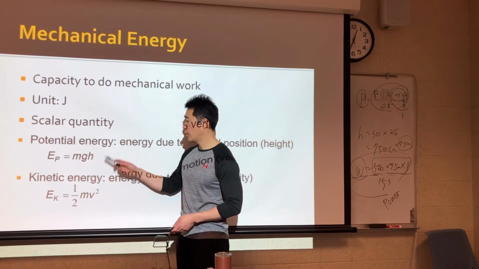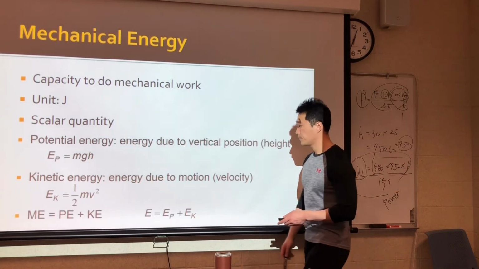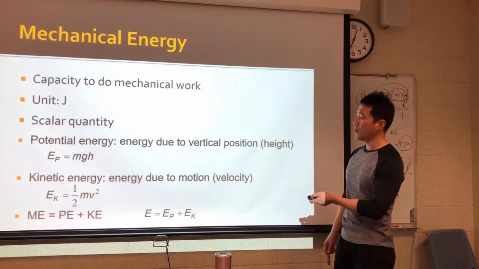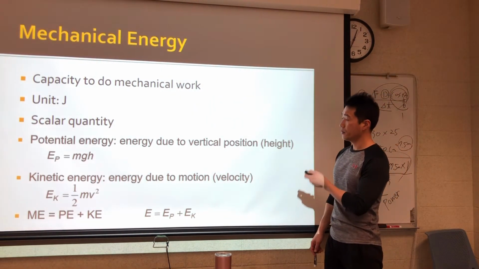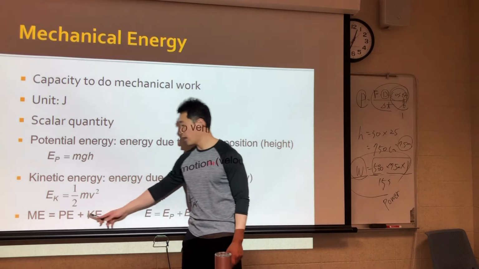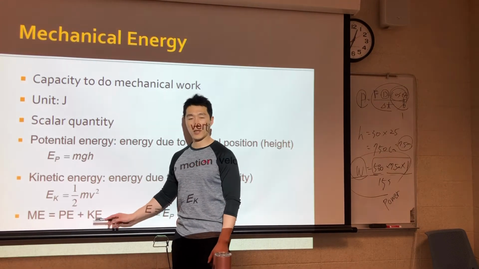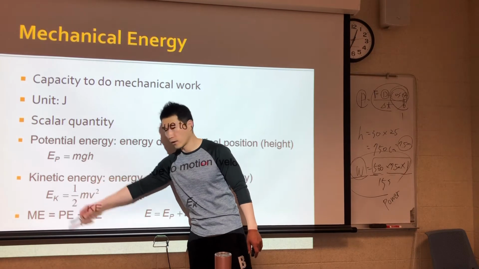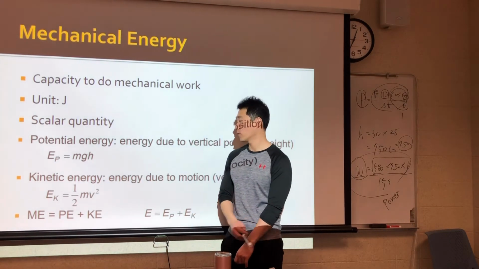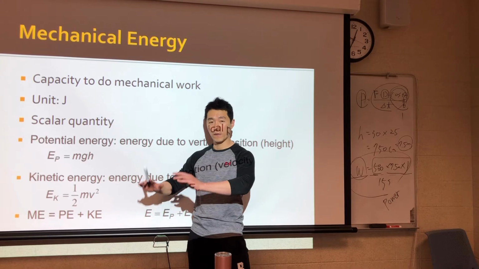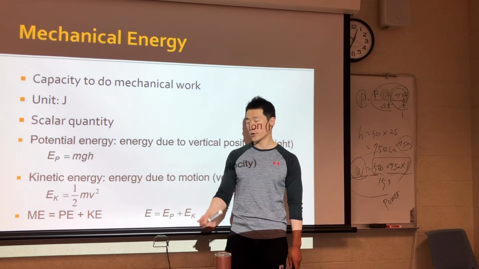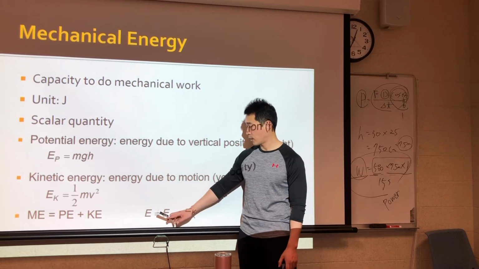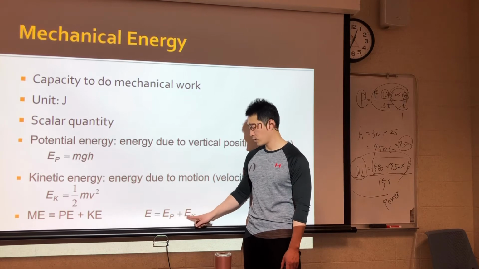So potential and kinetic energy. Here, ME, mechanical energy, is equal to potential energy plus kinetic energy. We must add these two to quantify mechanical energy. We cannot use just one of them; both of them must be involved in mechanical energy. Again, E means mechanical energy, so potential energy plus kinetic energy.